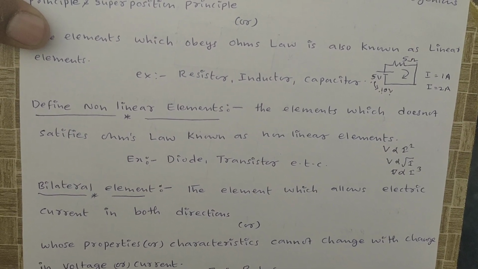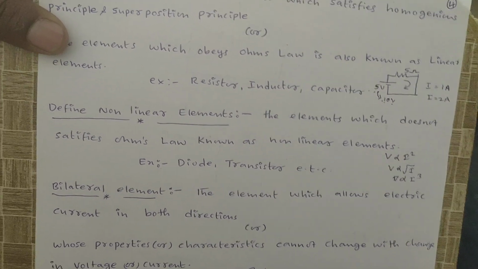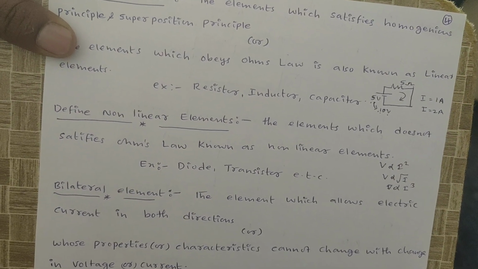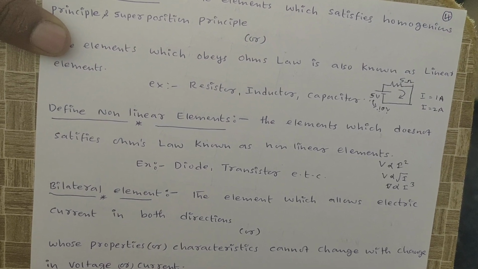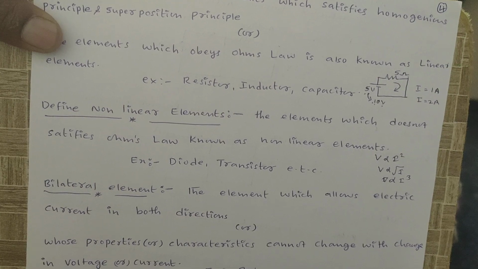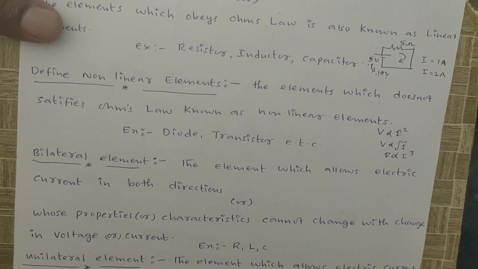If there is a slight change in voltage for a large change in current, for example in the VI characteristics of a PN junction diode, right? All those come under non-linear elements. Examples for non-linear elements are diode, transistor, etc.